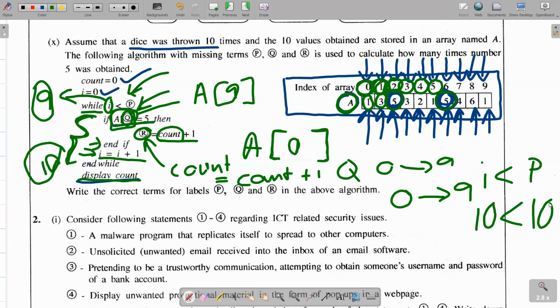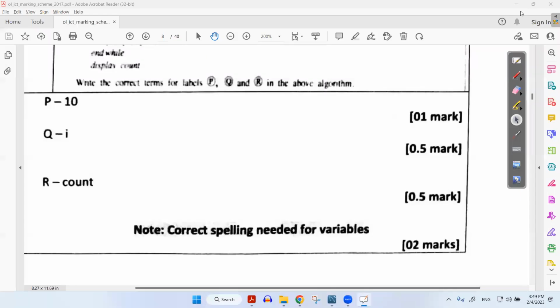Right. Okay, so that's how we have taken it for those answers. So that's the way it goes. P is 10, Q is I, and R is count.